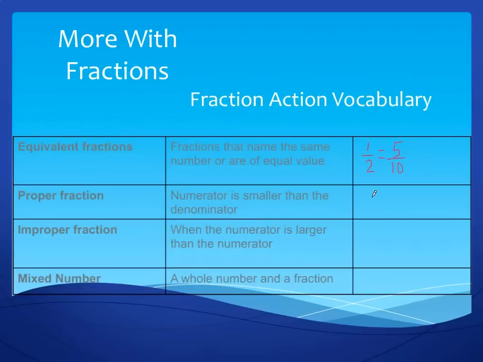Okay, the second vocabulary term is proper fraction, and this is when the numerator is smaller than the denominator. And these are probably fractions that you're very familiar with. So an example here could be 3/7. The numerator is smaller than the denominator. And an improper fraction is just the opposite, when the numerator is larger than the denominator. Just like in our dividing fractions example, we had 6/5. So anytime the numerator is larger than the denominator, it's an improper fraction.